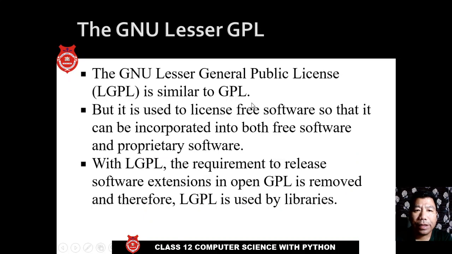Now, GNU LGPL. The GNU Lesser General Public License is similar to GPL. I just explained what GPL is. I hope you understand. This is similar to GPL, but it is used to license free software so that it can be incorporated into both free software and proprietary software.